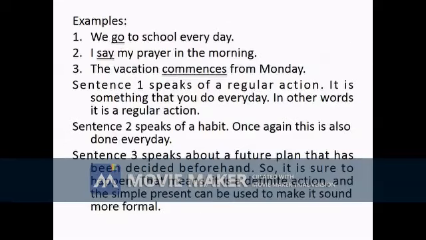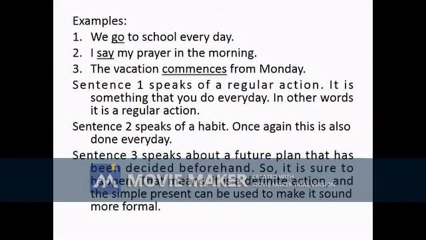The first one, we go to school every day. I say my prayer in the morning. The vacation commences from Monday. Sentence 1 speaks of a regular action. It is something that you do every day. In other words, it is a regular action.